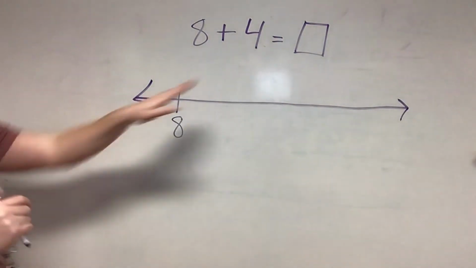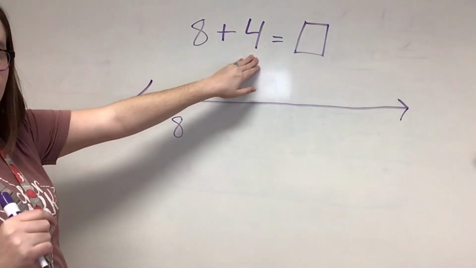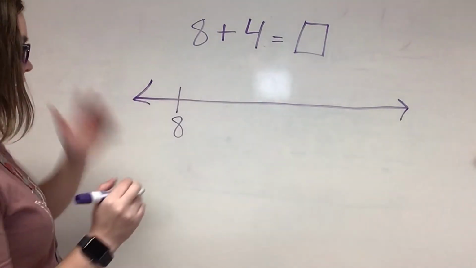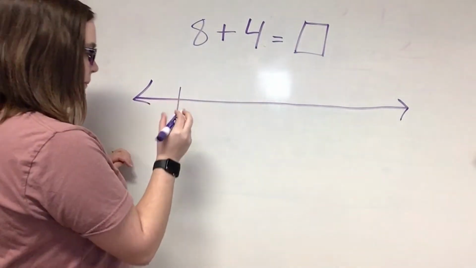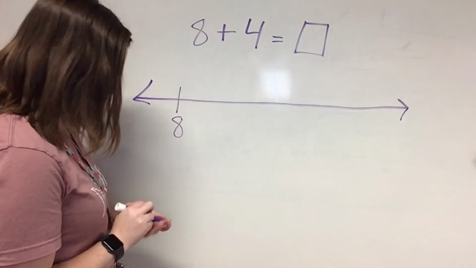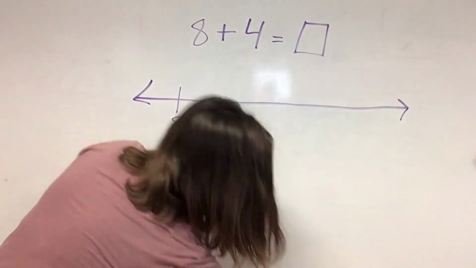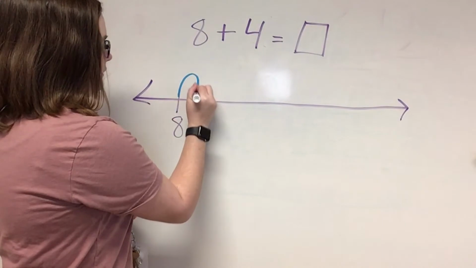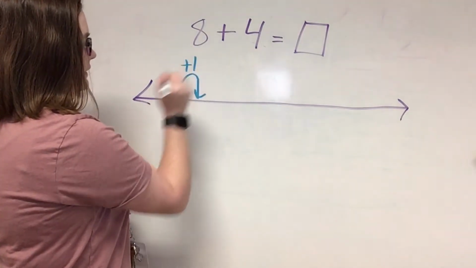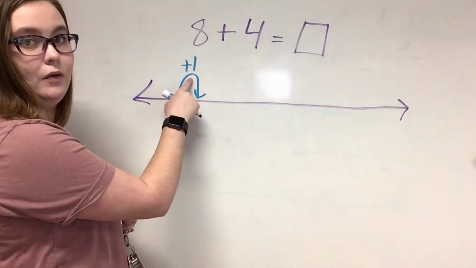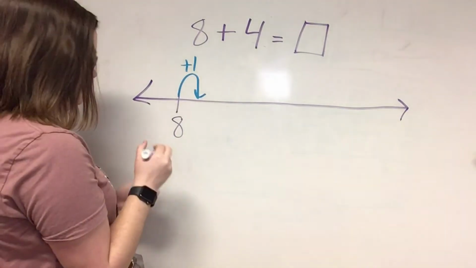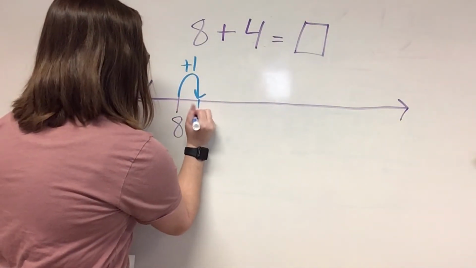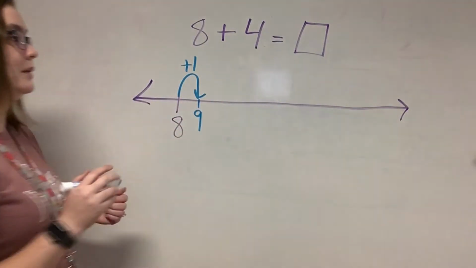So, how many jumps do I need to do? 4. So, we're going to jump by 1. Here, I'm even going to use a different color to make it a little easier. We're going to add 1 plus 1, 8, and 1 more is 9. It is 9. So we're going to keep going.